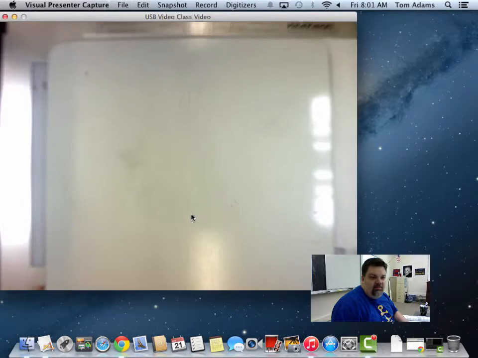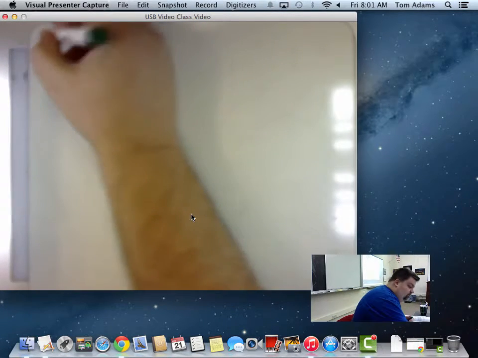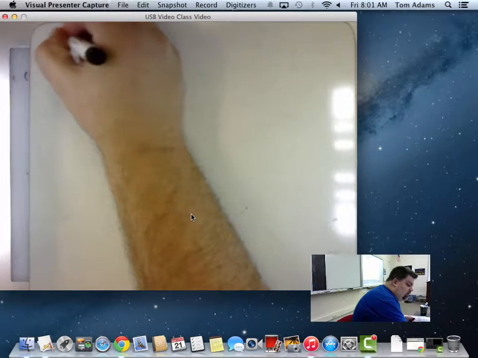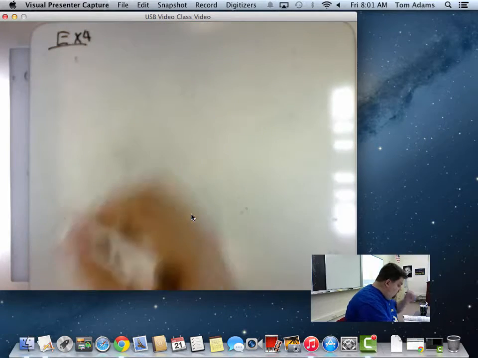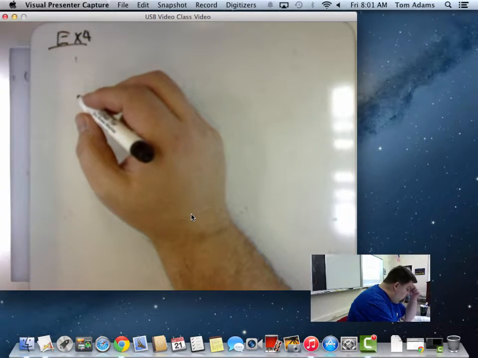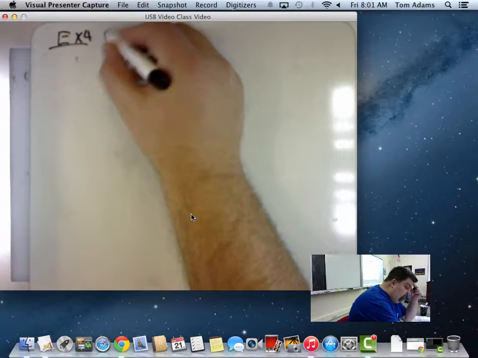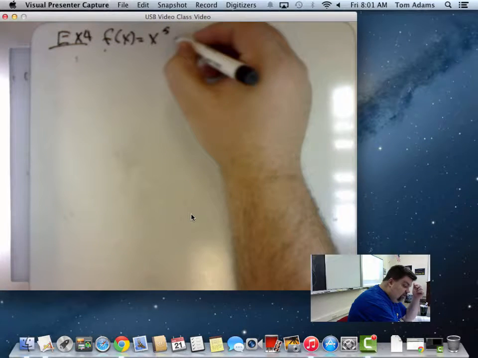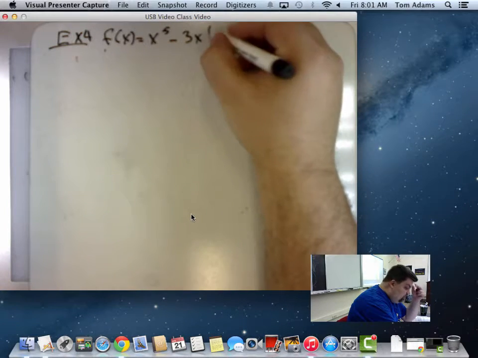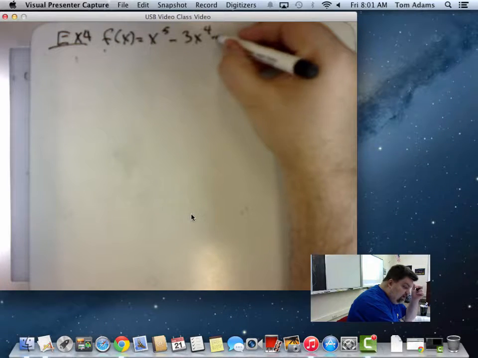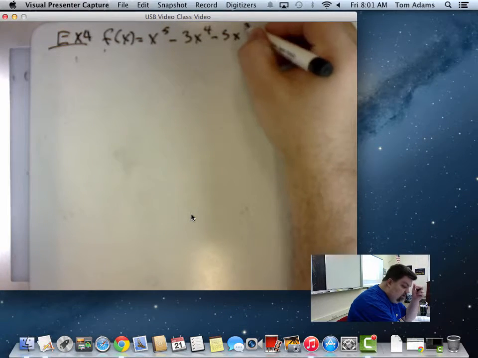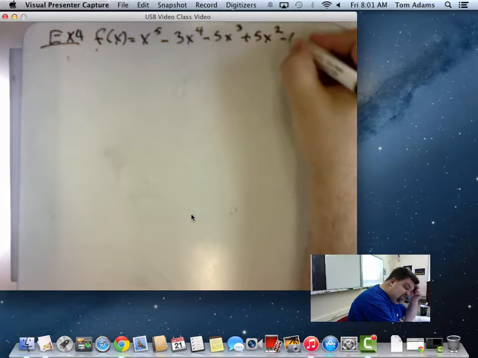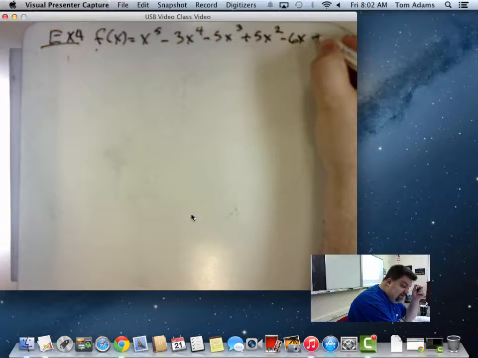Alright, guys, for example number 4, let's do this color. Example number 4 out of our textbook says factoring a polynomial with complex zeros. They give us a function f of x equals x to the 5th minus 3x to the 4th minus 5x to the 3rd plus 5x squared minus 6x plus 8.